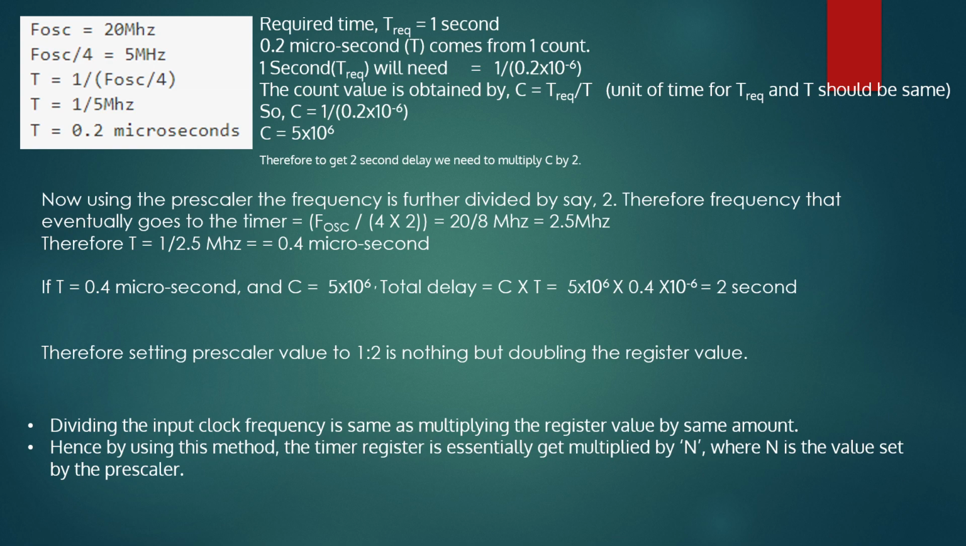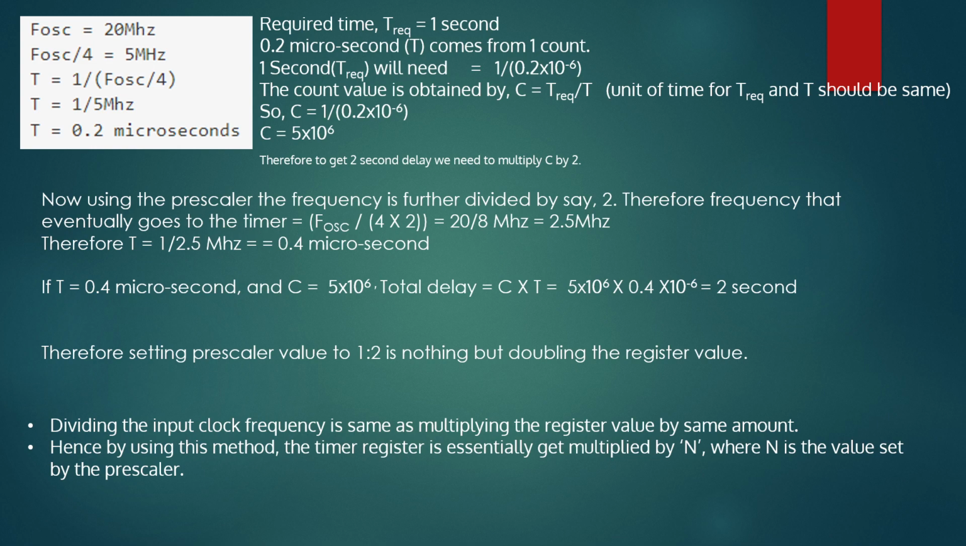If t is equal to 0.4 microsecond and C is equal to 5 into 10 to the power 6, what will be the total delay? The total delay, T required, is equal to C into t. That is 5 into 10 to the power 6 into 0.4 into 10 to the power minus 6, which is equal to 2 seconds. So setting the prescaler value to 1:2 is nothing but doubling the register value.